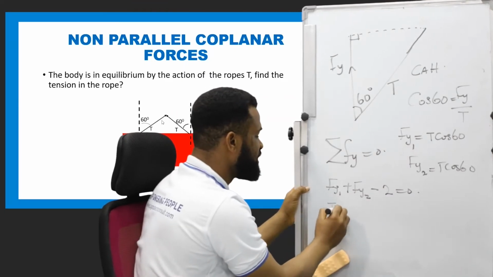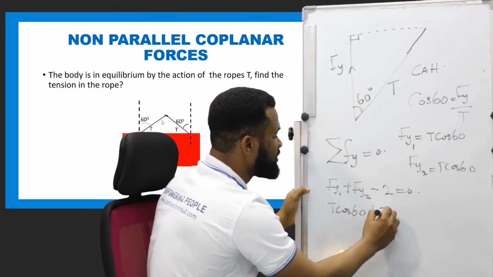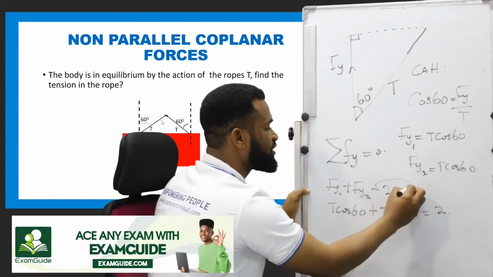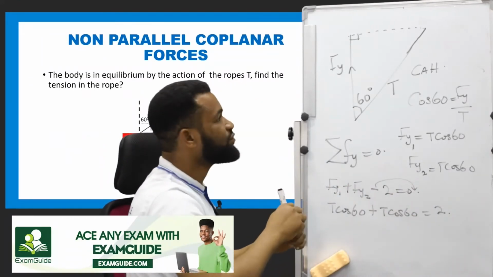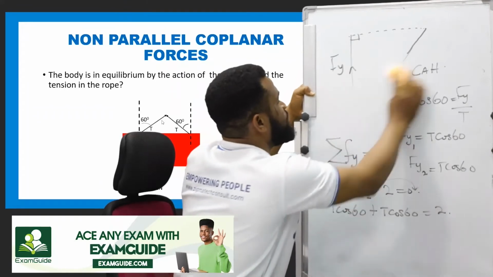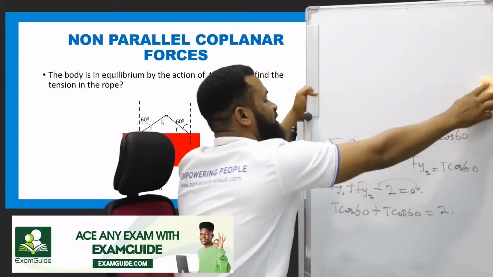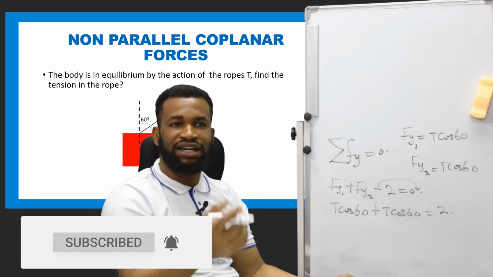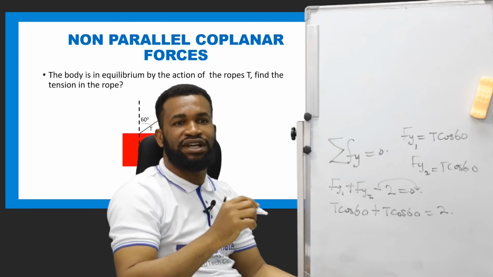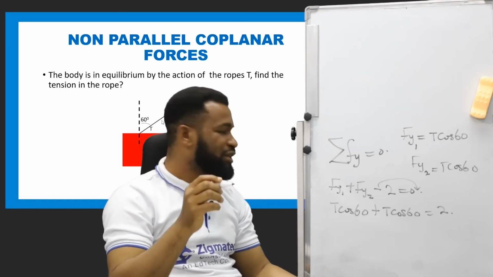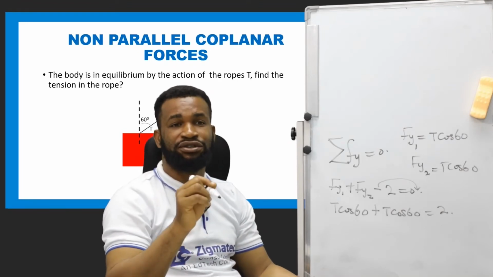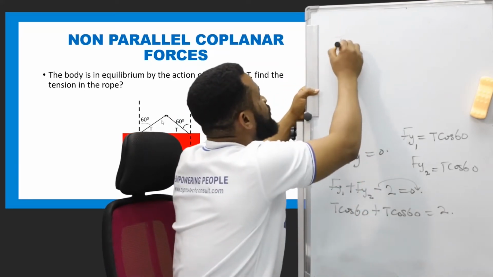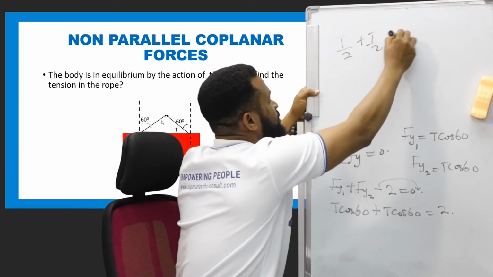So Fy1 is T cos 60 plus T cos 60, which is equal to 2. I have to move the 2 to this side, and it becomes positive. Now, at this point, I will have to solve a simple arithmetic. So T cos 60, T cos 60. If sine 60 is 0.860, that means cos 60, the complementary angle, is going to be 0.5. So I'm going to have T over 2 plus T over 2 equal to 2.